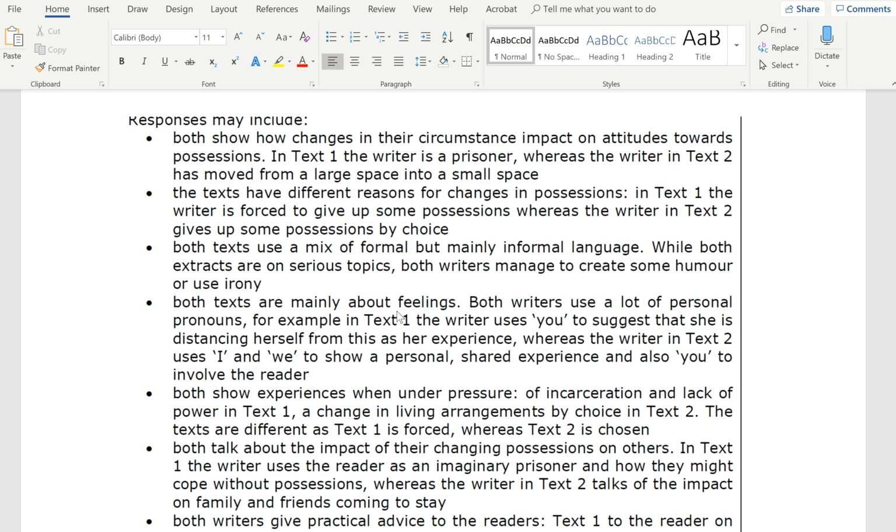Okay, whereas this one, "both texts are mainly about feelings. Both writers use a lot of personal pronouns." For example, text 1, they use "you". Whereas, so we've got a difference, text 2 uses "I" and "we" to show a more personal experience, but also "you". Okay, so you're kind of mixing it up, using similarities and differences. Okay, so as you can see, really, pretty much anything goes here as long as you're comparing and you're talking about what the writer's choosing to do to put their point of view across, like the techniques that the writer's using and the tone, etc., then you'll be getting marks on this one.